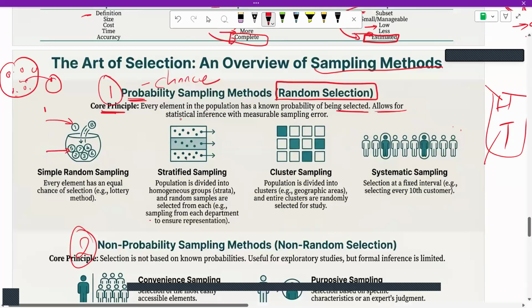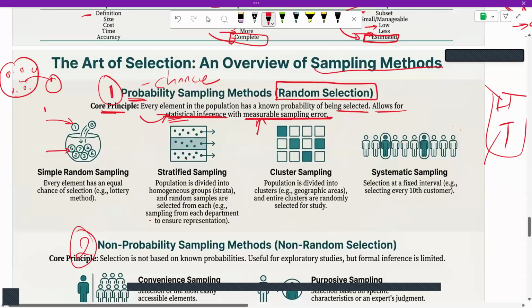It allows for statistical inference with measurable sampling error. You know what is statistical inference? And in the future, we will talk about what is sampling error. It is an advanced technique. There could be some error, but those errors are measurable. That is the main principle of probability sampling.